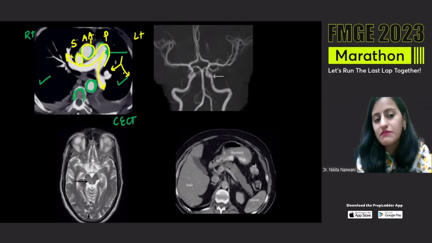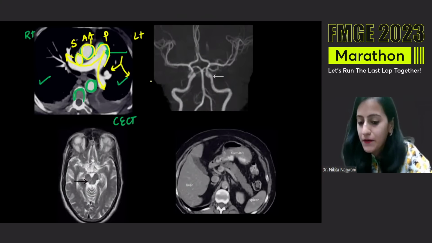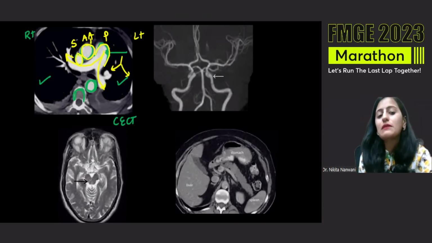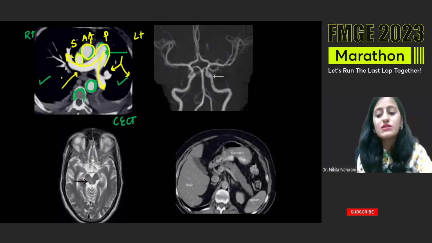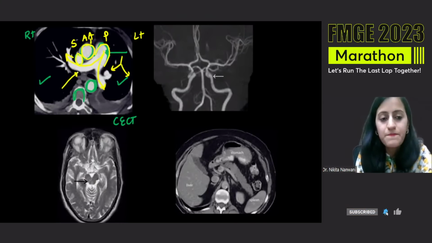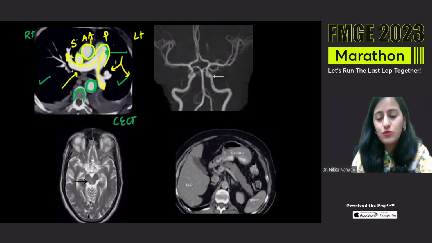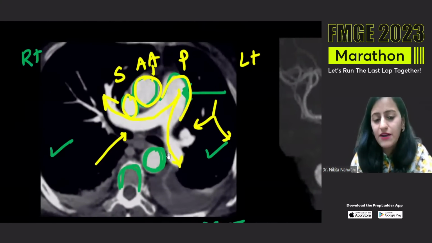You see the main dividing into the right and the left. Okay, so this is the main pulmonary trunk that we are seeing here. This is a previously asked question in the FMGE exam. You would see it in your books as well. What is this structure behind this pulmonary artery?